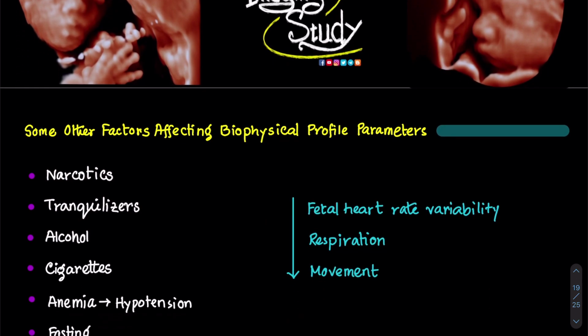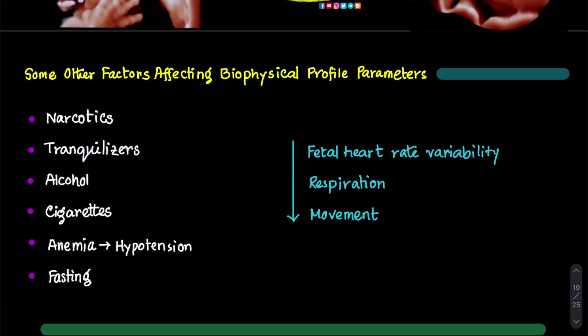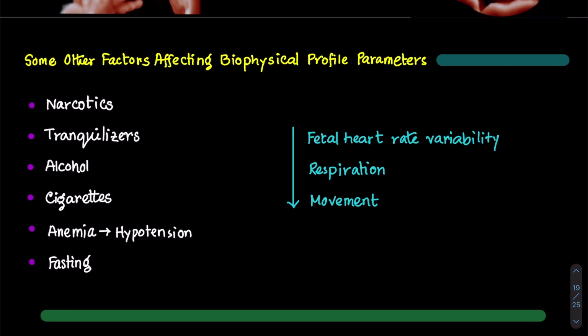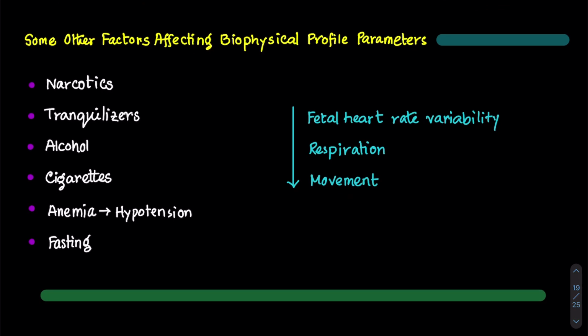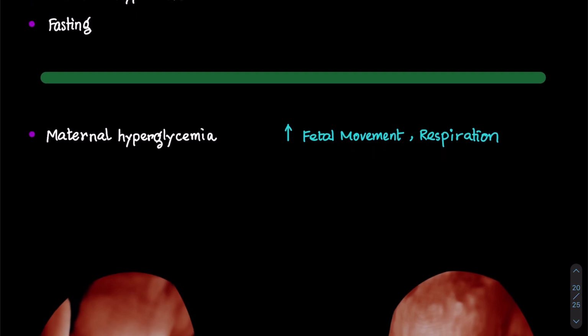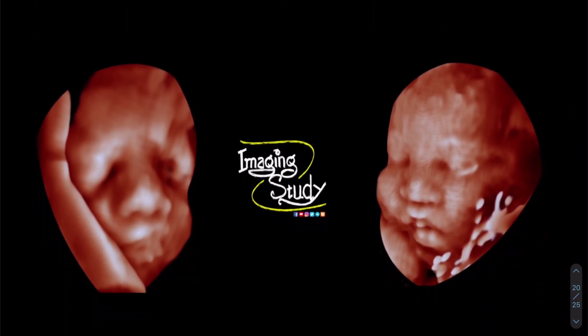It is important to mention that factors other than hypoxia can affect the variables of the biophysical profile. Various drugs such as narcotics, tranquilizers, alcohol, cigarettes, maternal anemia causing hypotension, fasting state will depress the fetal heart rate variability, respirations, and movement. Maternal hyperglycemia can increase fetal movement and respirations.